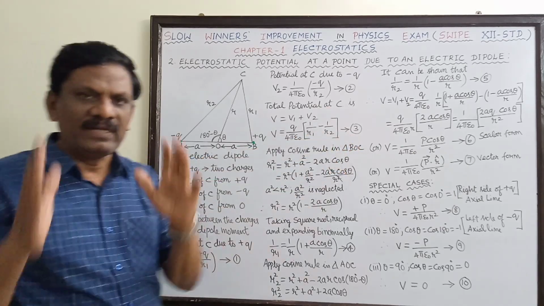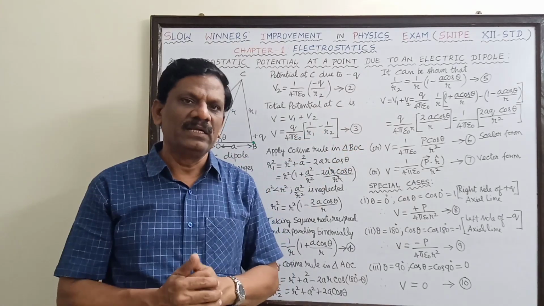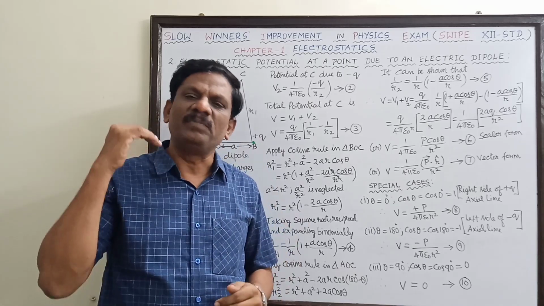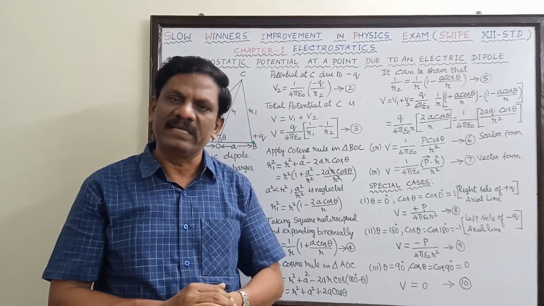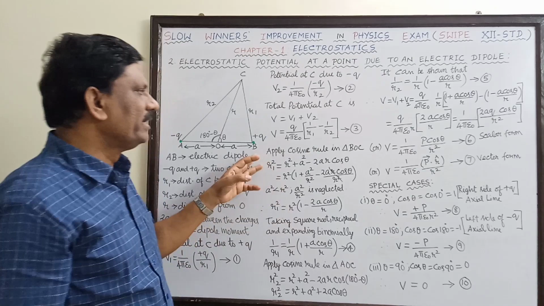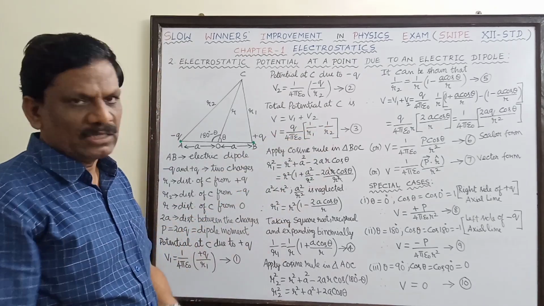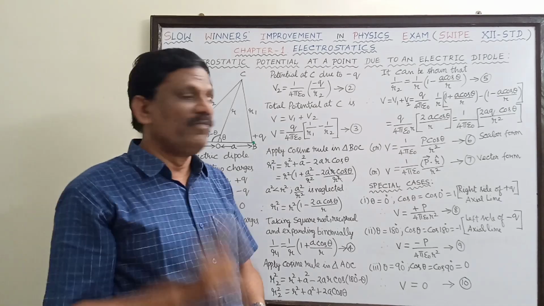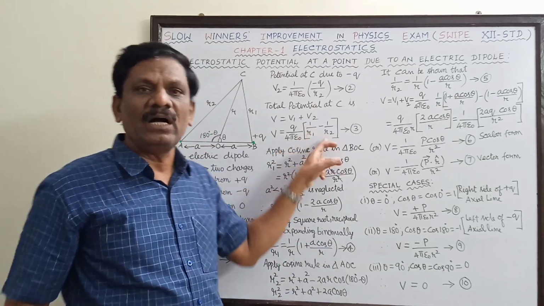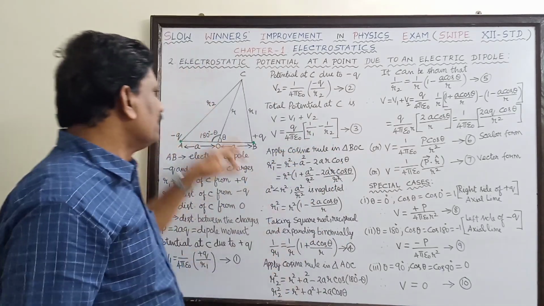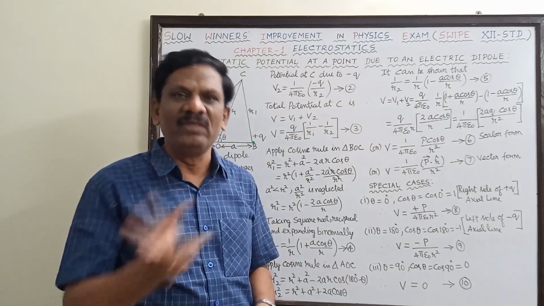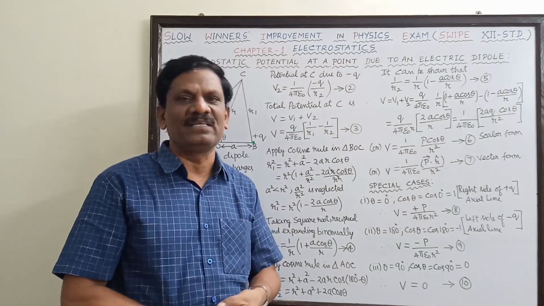Up to 3, are you understanding now? Systematically: potential V1 is positive, potential V2 is negative, and the net potential is Q by 4 pi epsilon naught into 1 by R1 minus 1 by R2. Okay, now we have to express this R1 and R2 in terms of the distance R. Then only we can add and get the net potential.